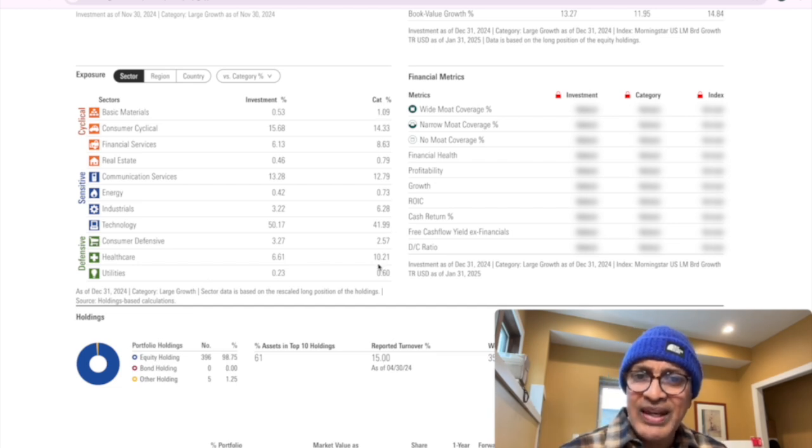This one relates to the category. So, how does the category perform? Not perform. What do they invest in compared to this fund? So you can see some differences here, but by and large, as you can see, they're pretty much in the ballpark. Okay. 2 or 3 percentages here and there is not going to move the needle much.